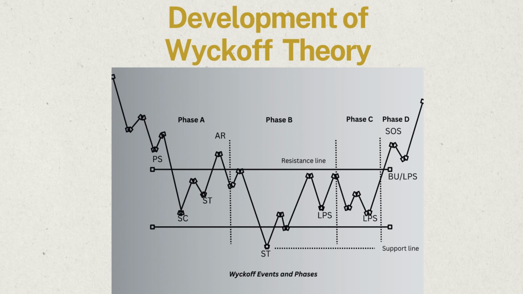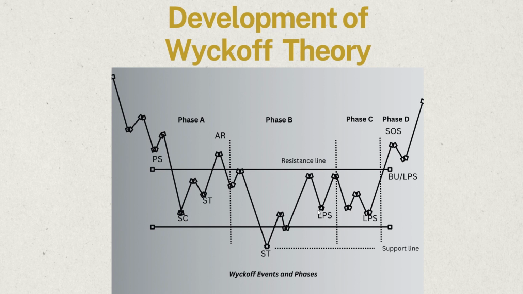All right. So this is the Wyckoff schematic data. This is for the accumulation phase. I'm going to explain what that means. This is preliminary support and then selling climax. We have automatic rally and then secondary tests.